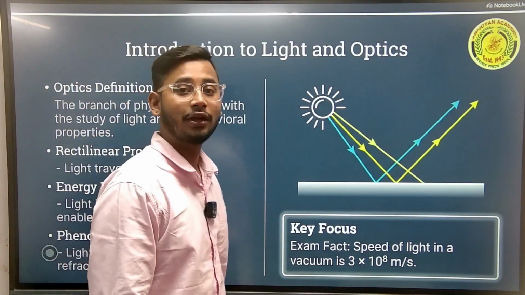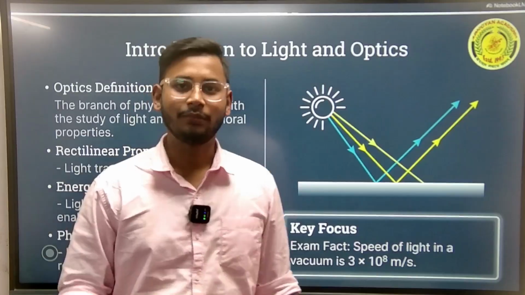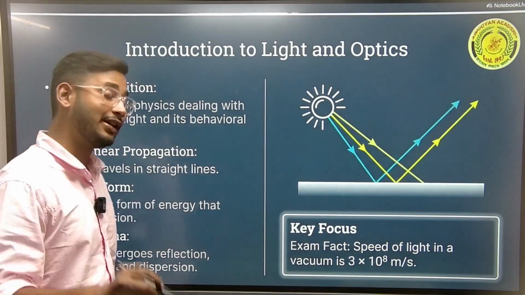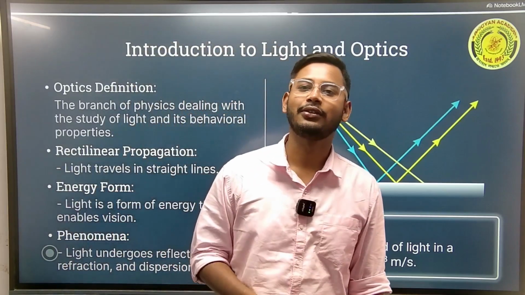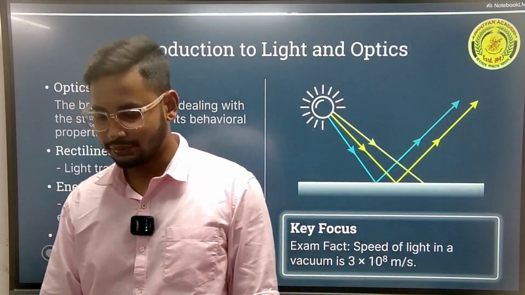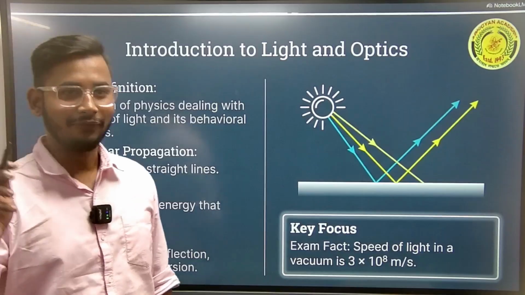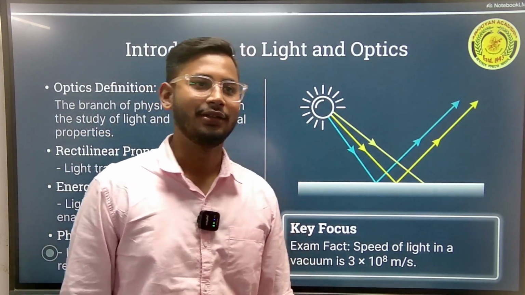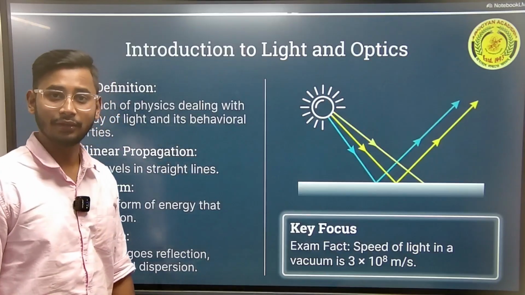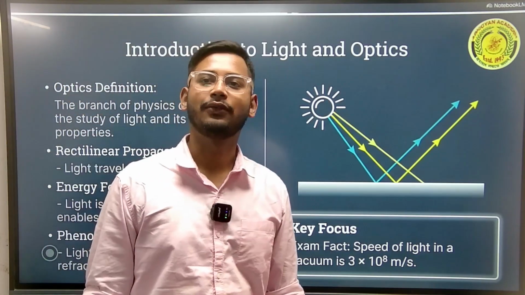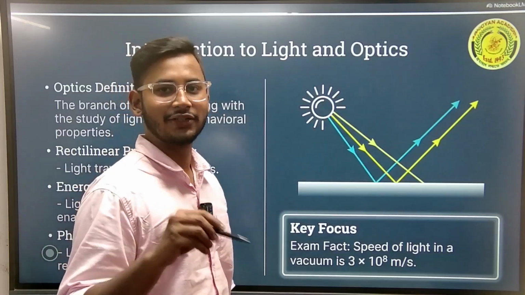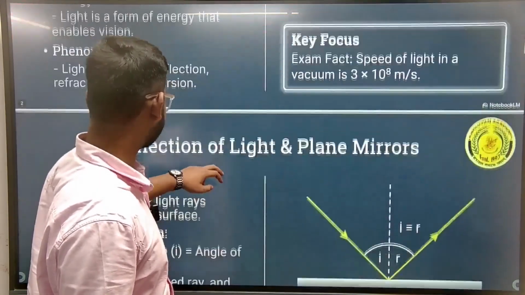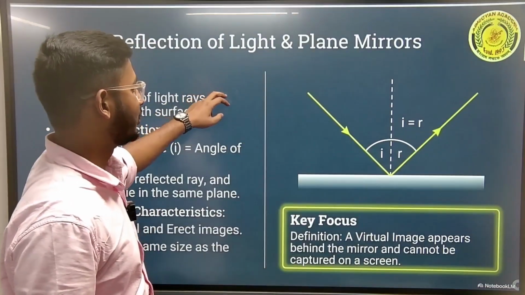Now let's talk about the different types of phenomena of light. First phenomenon is reflection. Then after reflection, we will get refraction, and sometimes we get dispersion. So these are some phenomena of light. Now let's talk about reflection of light.